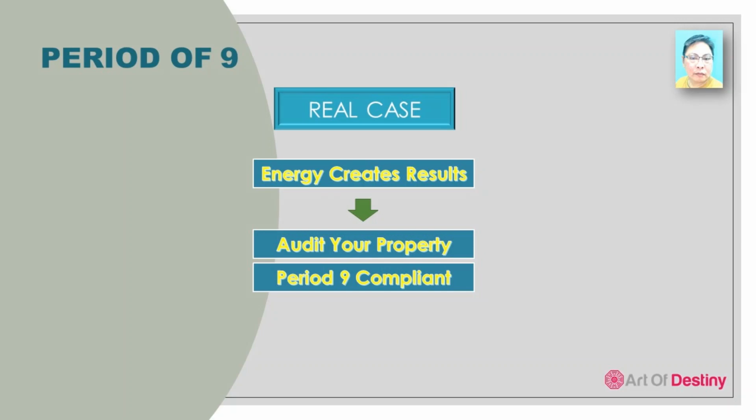So the next logical step would be to have your property audited and make sure that you are period 9 compliant, meaning that you want to ensure that coming into period 9 your property is still all right, is still getting auspicious energy, right? That you're not going to get what they call negative energy or retreating energy. That is the main significance to us as far as real Feng Shui is concerned.